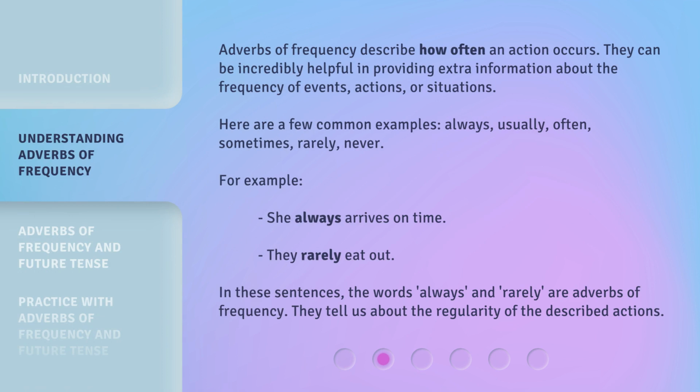Adverbs of frequency describe how often an action occurs. They can be incredibly helpful in providing extra information about the frequency of events, actions, or situations. Here are a few common examples: always, usually, often, sometimes, rarely, never. For example, she always arrives on time. They rarely eat out. In these sentences, the words always and rarely are adverbs of frequency. They tell us about the regularity of the described actions.